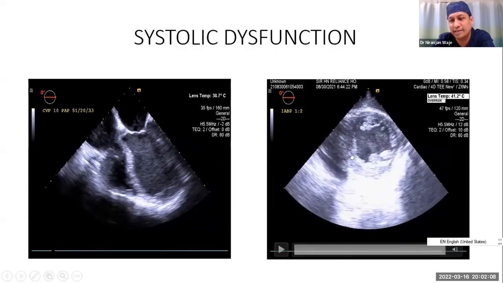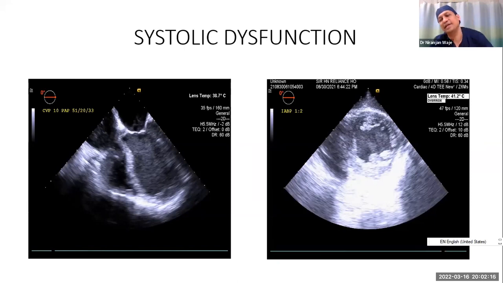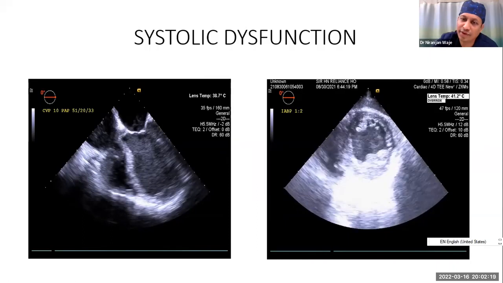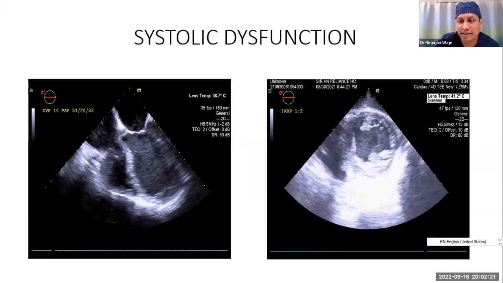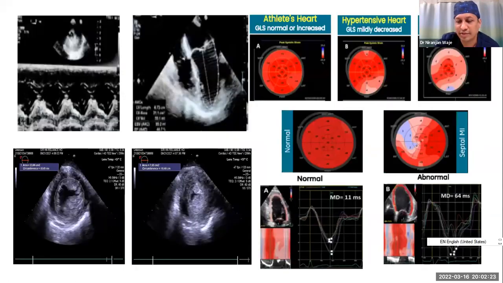This anterior, anterior lateral, and septal part are moving well, and the inferior lateral parts are not moving well. So this is a classical case of regional wall abnormalities, new onset, post bypass surgery, and you would have to address the condition accordingly for this.